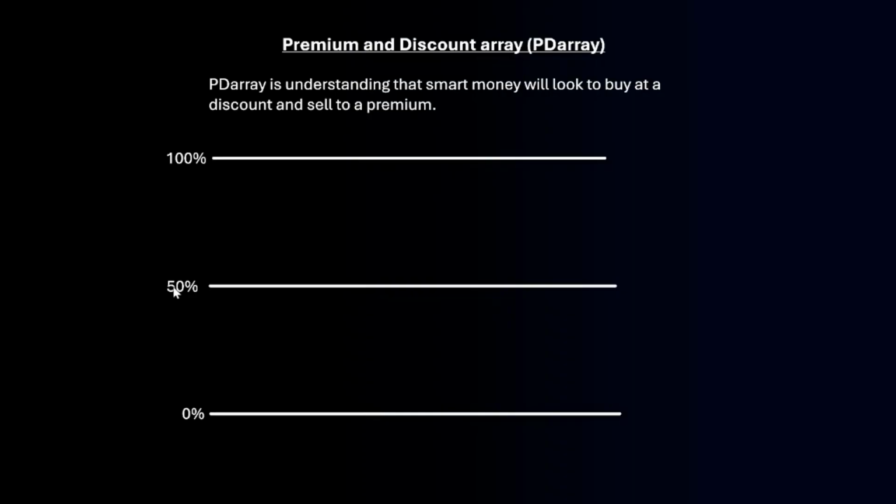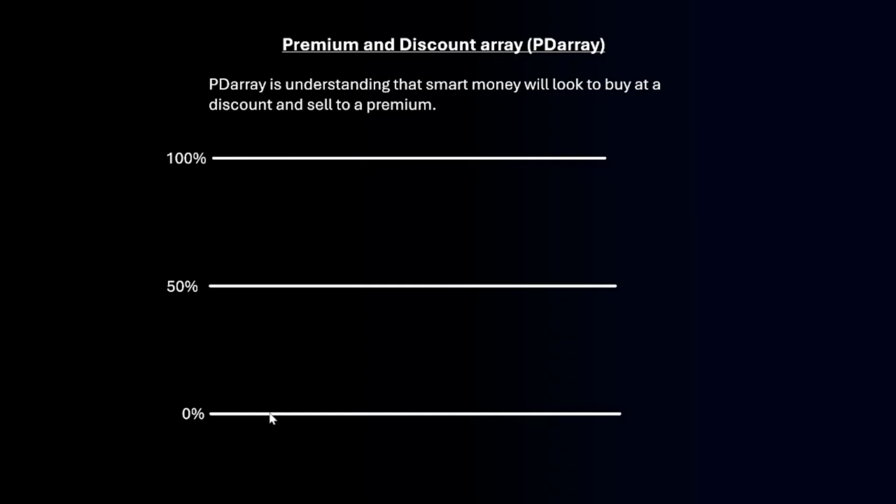And whenever price is above the 50%, price is at a premium. So a premium price is when price is above the 50%, and a discount price is when price is below the 50%. Understanding the PD array is a major advantage when you're placing your Fibonacci from a swing high to a swing low.